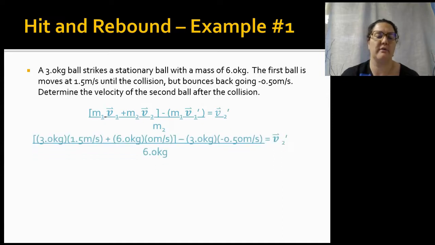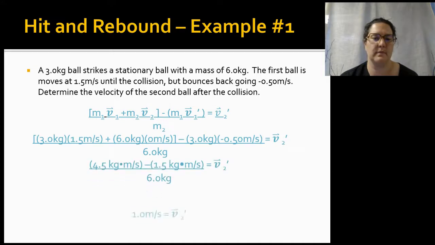So putting in all of our known variables: 3 kilograms times 1.5 meters per second plus 6 kilograms times 0 meters per second, subtracting 3 kilograms times negative 0.5 meters per second, divided by 6 kilograms. And this gives us a total velocity of 1.0 meters per second. So that would be in the positive direction on the ball with the mass of 6 kilograms.